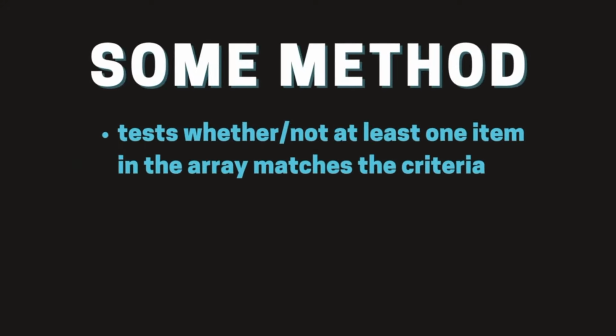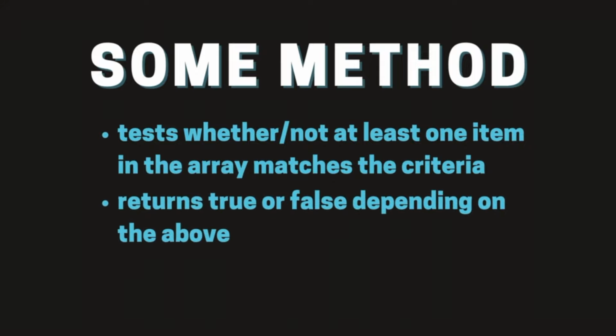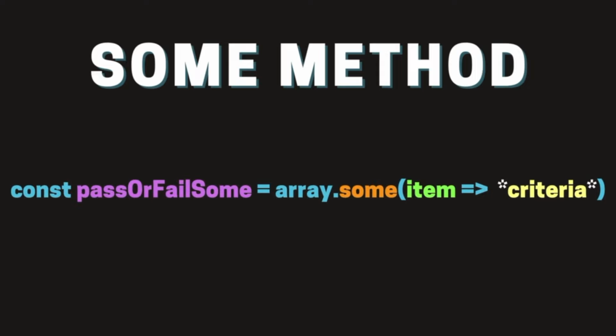The some method tests whether or not at least one item in the array matches the given criteria. It then will return true or false based on that logic. Let's talk about the some method syntax.